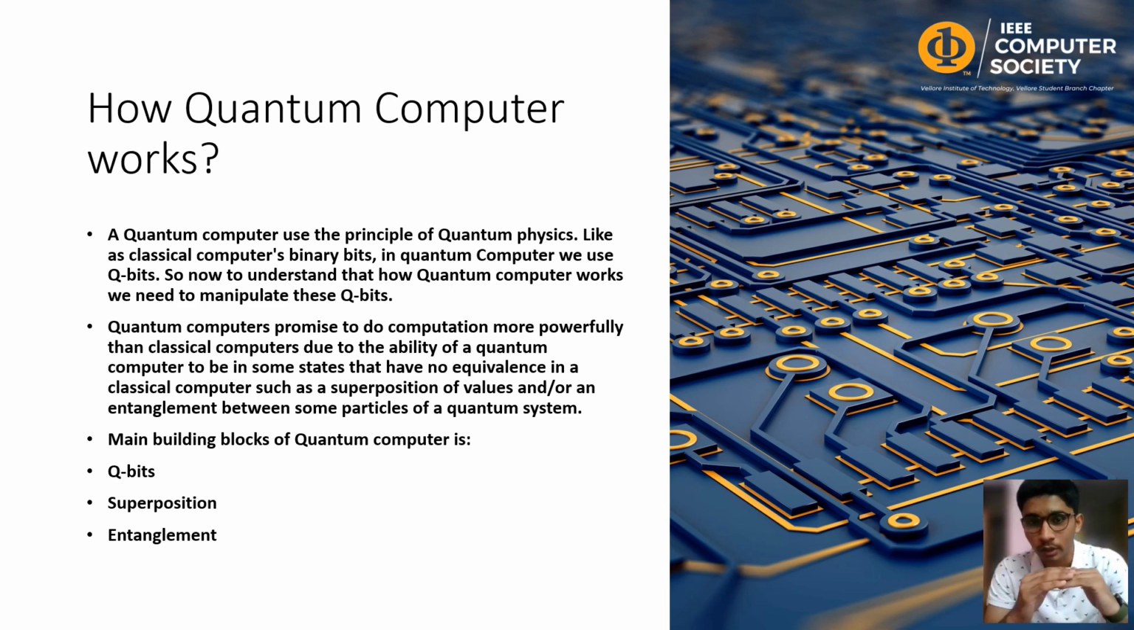So this is how qubits work. Qubits are not really only the ground state and the excited state, but they also work in between the phases of the ground state and the excited state. And quantum computers promise to do computation more powerfully than classical computers, but that is actually a misconception that I'll clear at the end of this slide. There is the ability of a quantum computer to be in some state that has no equivalent in a classical computer, such as a superposition of values and the entanglement between some particles of the quantum system. This I'm also going to explain in the very next slide.